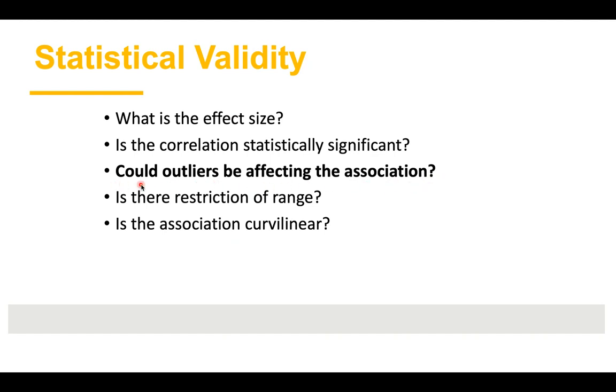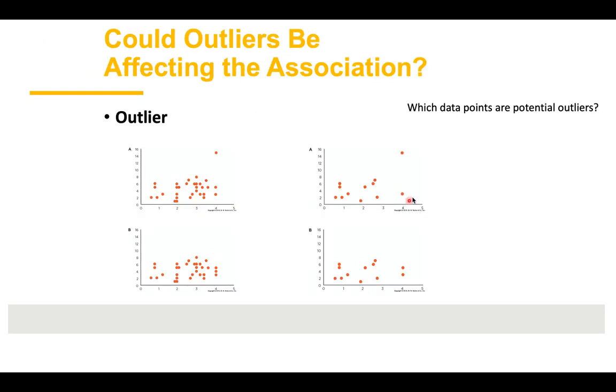Next, we need to look at our scatter plots to assess the effect of outliers. So I want you to look at our top two scatter plots here, both of our A's, and try to identify the outliers in those scatter plots. The name outlier gives you a hint as to what you should be looking for. You should be looking for a data point that falls out of the normal pattern, right? It lies outside of the normal pattern. So we're looking at these two data points.